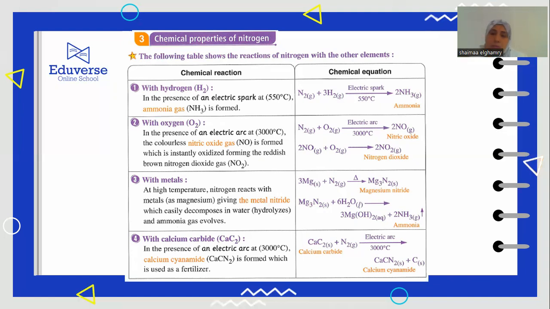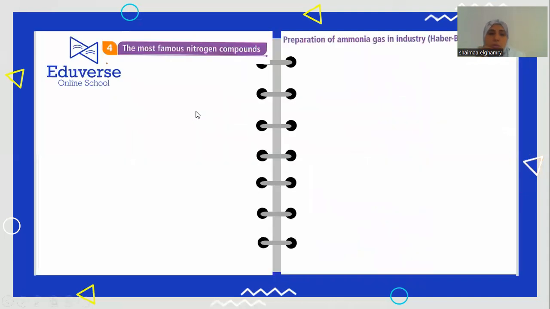With metals, because metals are active, we need only heat to break the triple covalent bond in nitrogen. So they react with nitrogen, forming magnesium nitride, which dissolves in water, forming ammonia, which is used as a fertilizer. Calcium carbide reacts with nitrogen in presence of electric arc to give calcium cyanamide and carbon. Calcium cyanamide is also used in preparing fertilizers, because when it dissolves in water, it forms NH3.